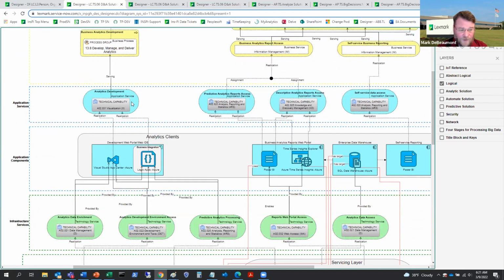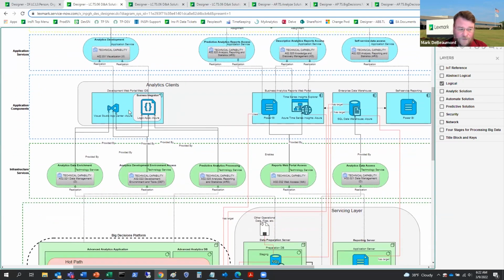We then come into what are the application services. Based on that, what is the technical capability we need to leverage in order for that application service to function? Again, we add that into the mix. We talk about the components. So now instead of talking about a generic development portal, we actually talk about the actual components we're going to use in that development. Same thing for the warehouse and so forth.